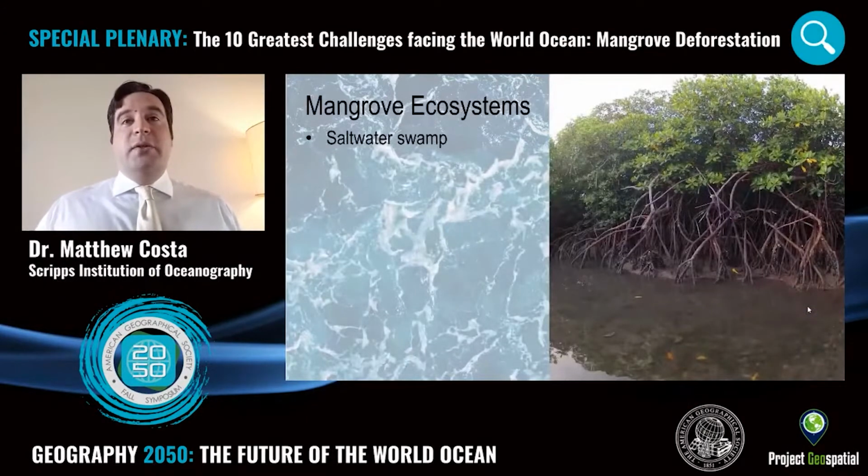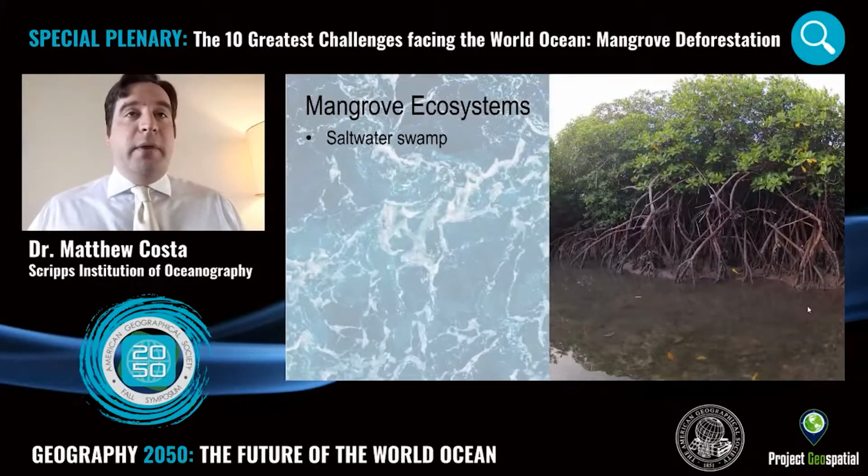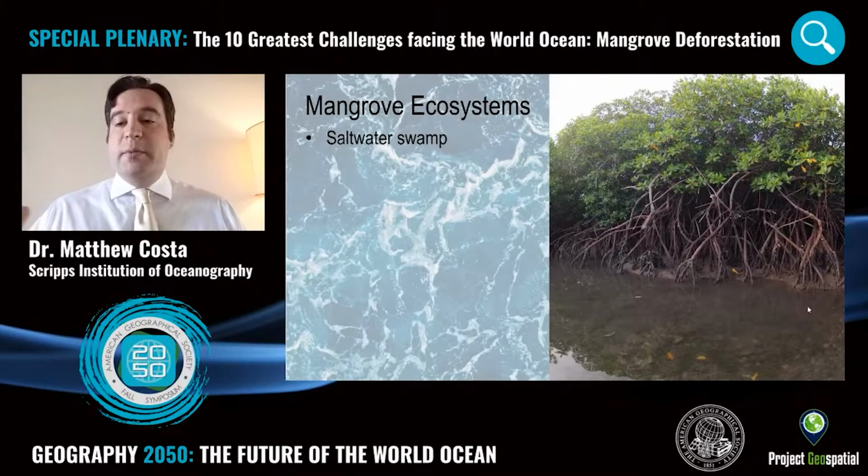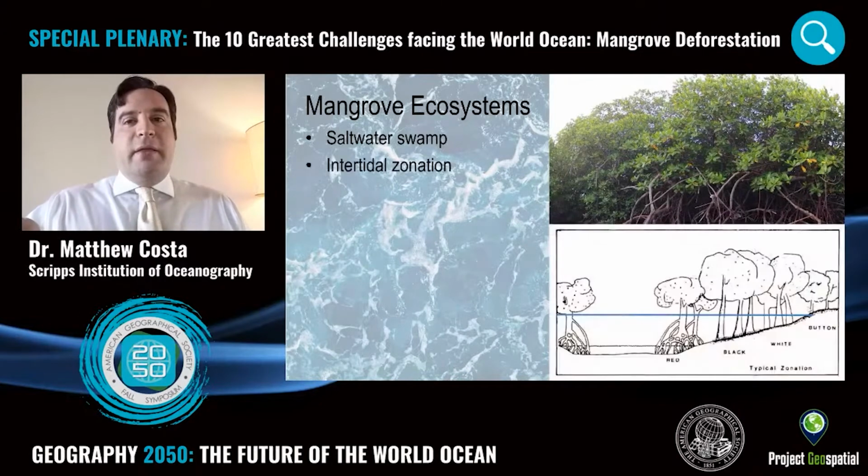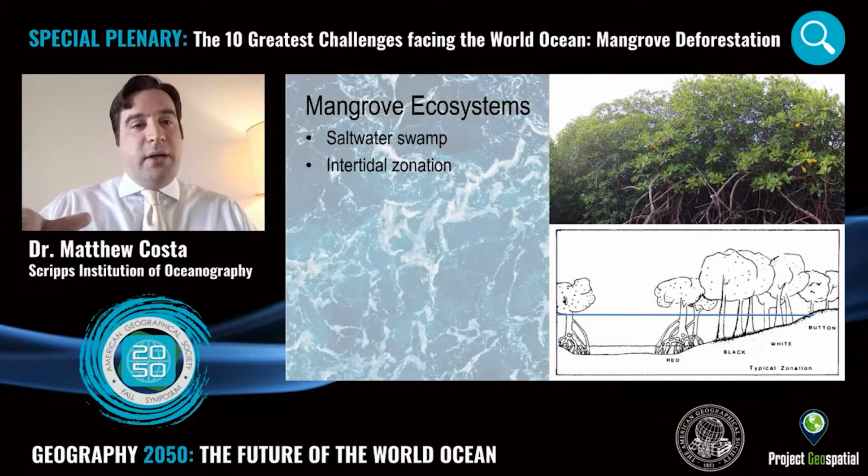So a mangrove is a swamp, that is a type of wetland that's dominated by trees, and specifically a type of swamp that lives in salty environments, so the marine coastal environment. The different mangrove species are found in different locations in what we call the intertidal zone.